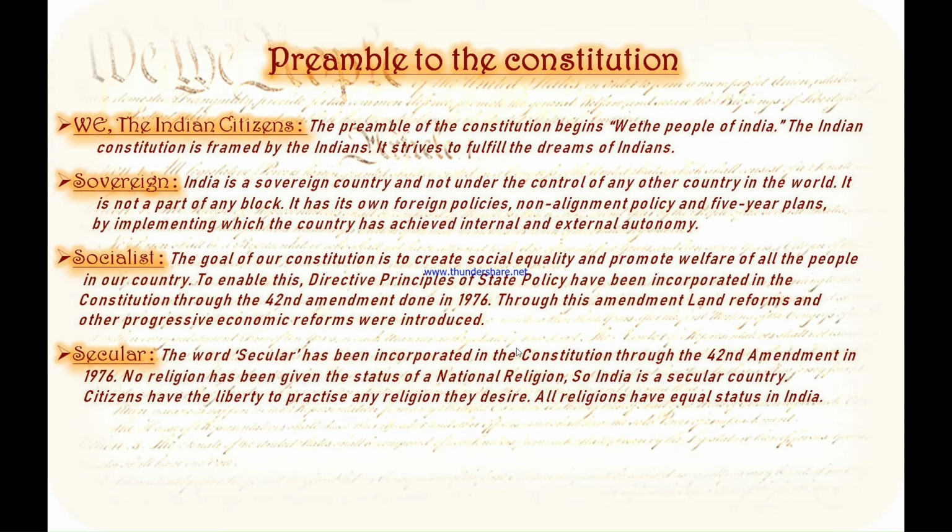The word secular has been incorporated in the Constitution through the 42nd Amendment in the year 1976. No religion has been given the status of the national religion. So, India is a secular country. Citizens have the liberty to practice any religion they desire. All religions have equal status in the country.